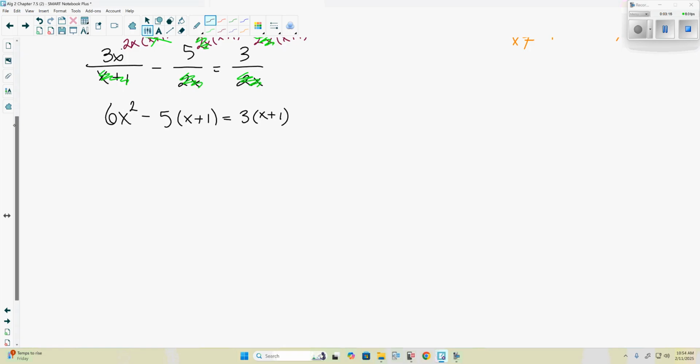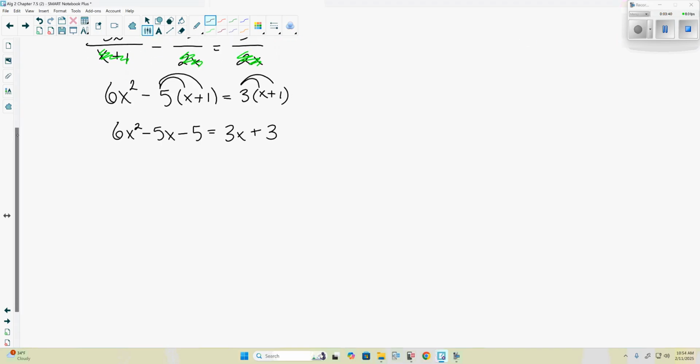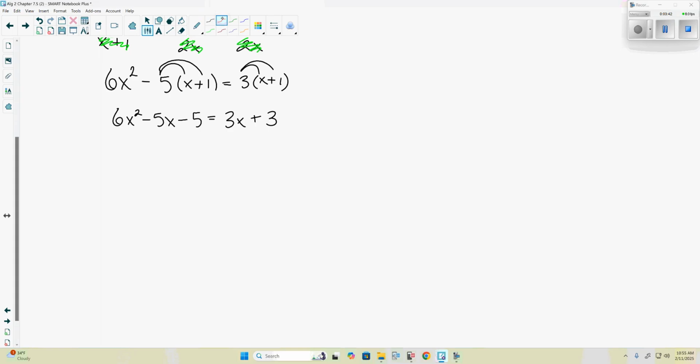We have that 6x squared, so we're probably going to have to get this equal to 0. 6x squared, we'll say as it is. We're going to have to distribute the negative 5. Negative 5 times x is going to be negative 5x. Negative 5 times 1 is going to give us negative 5. On the other side, we're going to distribute the 3. 3 times x is 3x. And 3 times 1 is 3. Now, we still have our 6x squared term.